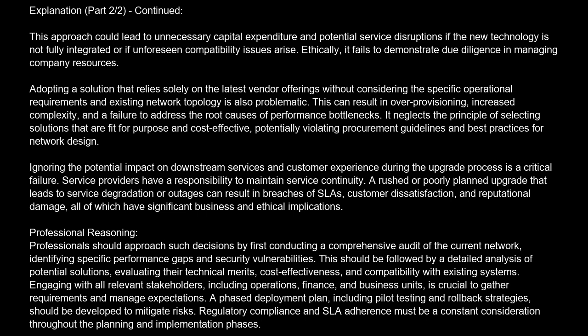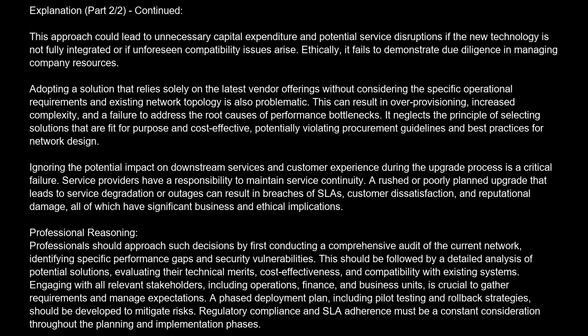Adopting a solution that relies solely on the latest vendor offerings without considering the specific operational requirements and existing network topology is also problematic. This can result in over-provisioning, increased complexity, and a failure to address the root causes of performance bottlenecks. It neglects the principle of selecting solutions that are fit for purpose and cost-effective, potentially violating procurement guidelines and best practices for network design.